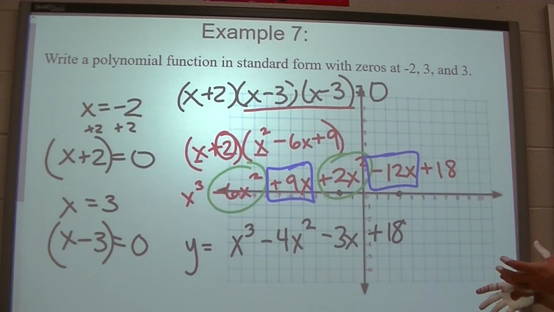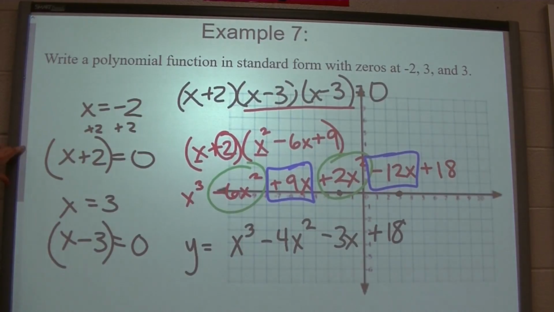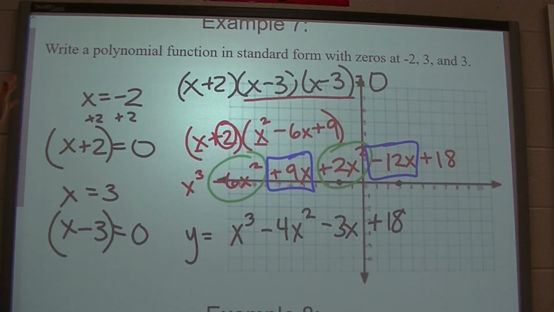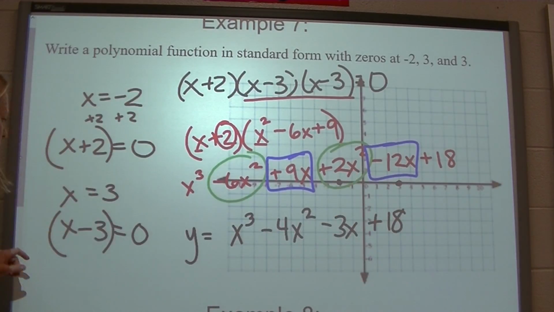And if we needed to check, we could take our zeros, plug them in here, and it should make the equation true, equal to 0. So that's how we can go ahead and write it in standard form. Remember, in standard form, your exponents have to be in decreasing order.